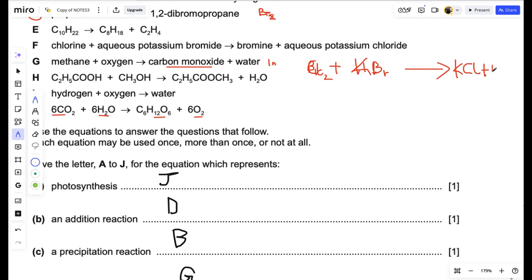displaced. Right? So when we say displacement reaction, is this reaction. Displacement reaction is this reaction. Okay, so this one is a displacement reaction.